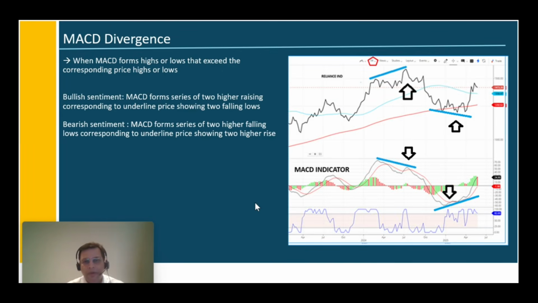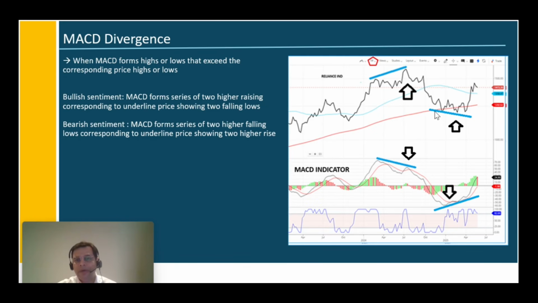MACD divergence is a simple term. It happens when MACD forms higher highs and higher lows that diverge from the corresponding price highs or lows. In this image, we can see a Reliance chart. During the month of April, Reliance is making higher highs, whereas MACD has exhausted and is making lower lows.